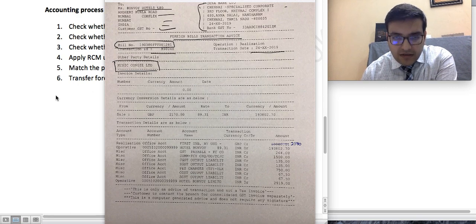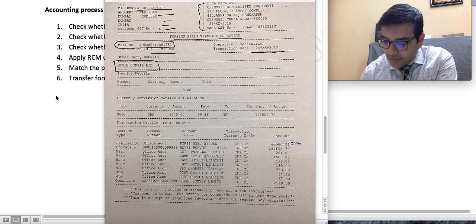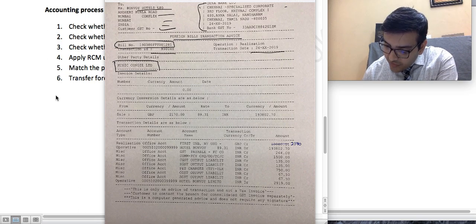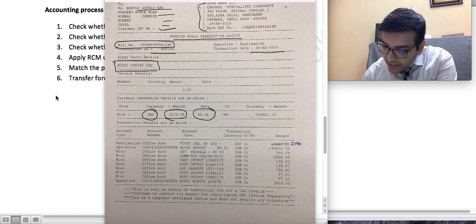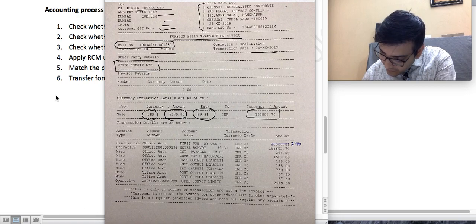We have assumed that Ltd here is not limited in India, they're limited outside. This is a hypothetical name. So Music Conji Limited, they are a company, a foreign party. And how much have we paid? We have paid them GBP 2170, 2170 pounds, at the rate of 89.31, total INR converted to 1,93,802. This was somewhere wrong, so we've corrected it.